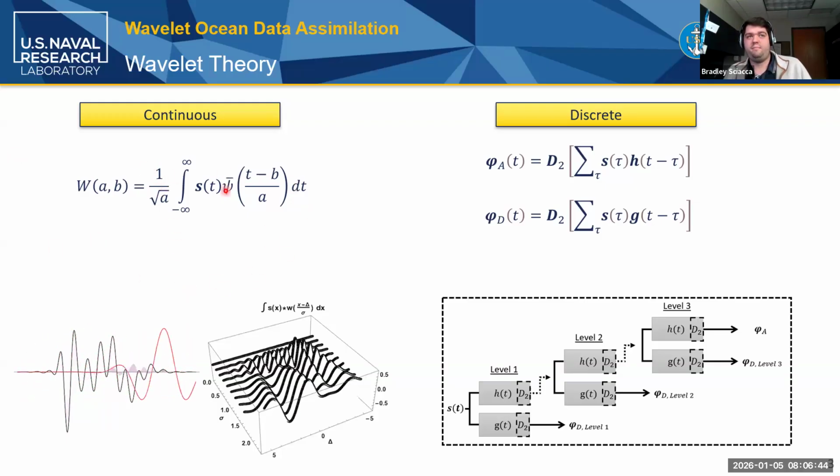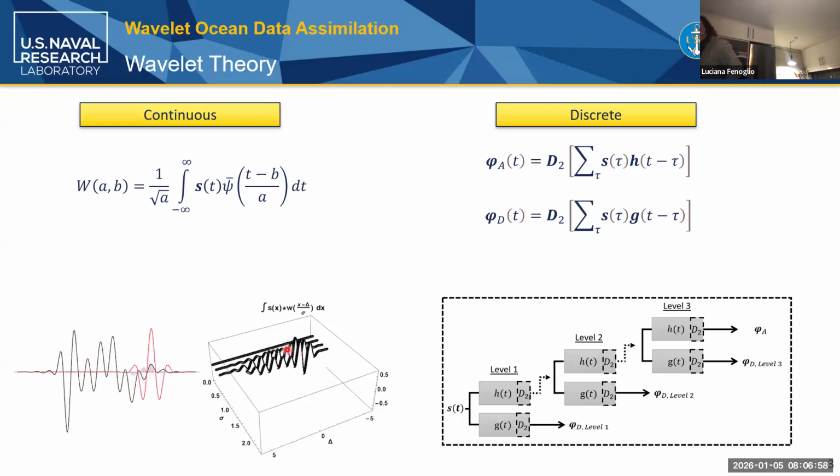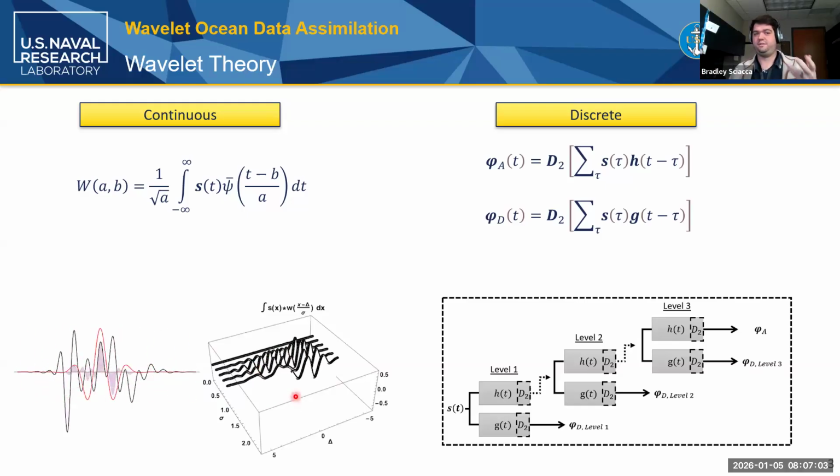You take a mother wavelet, this function here, and your signal, and you are stretching and scaling the mother wavelet as you convolve it with your signal, and you get this representation at different scales and shifts. So it's representing the scale and shift, which is analogous to frequency content of your signal.